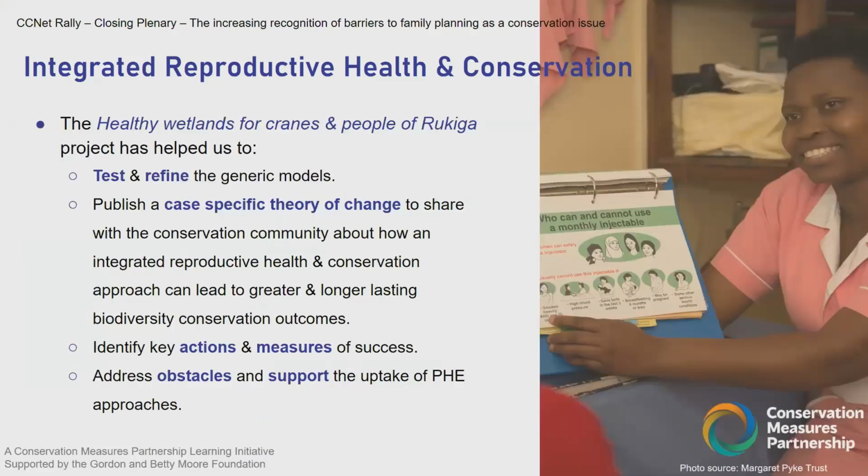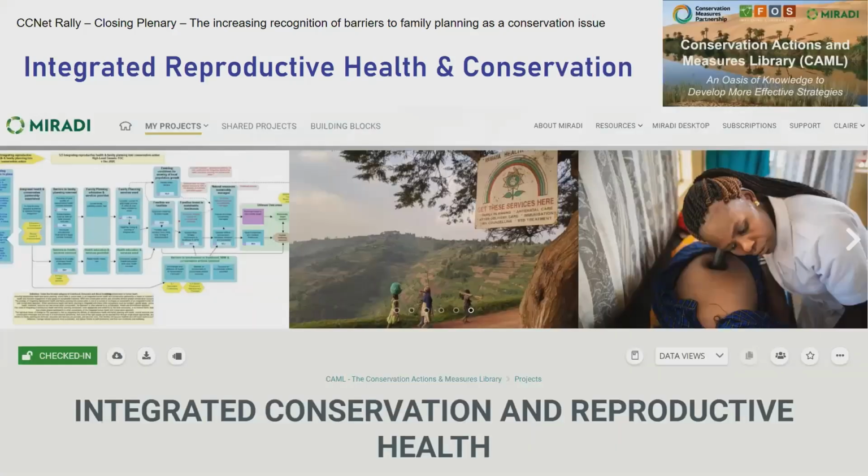So with in-depth knowledge of how this project is playing out in reality, we are refining these generic models. We're identifying key actions, key measures of success that we need teams to integrate. And we're learning how these teams can address obstacles and support the uptake of PHE approaches, just like this one. And next slide, please. All of our models, so our generic models, as well as these case study specific theories of change, will all be available in the Conservation Actions and Measures Library, which, as you know, is an open source library of results chains containing some of the most common conservation strategies.